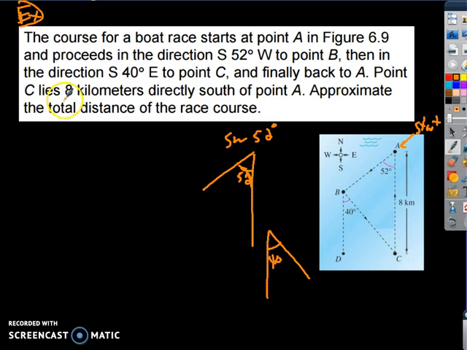Point C lies 8 kilometers directly south of point A. So this means point C is directly south of point A, 8 kilometers. Approximate the total distance of the race's course. All right, so this is what we got. This is the information we have. Let's think about which one we should use, law of sines or cosines.